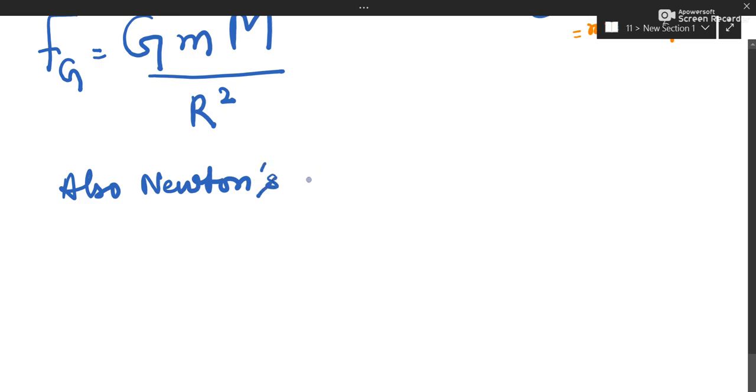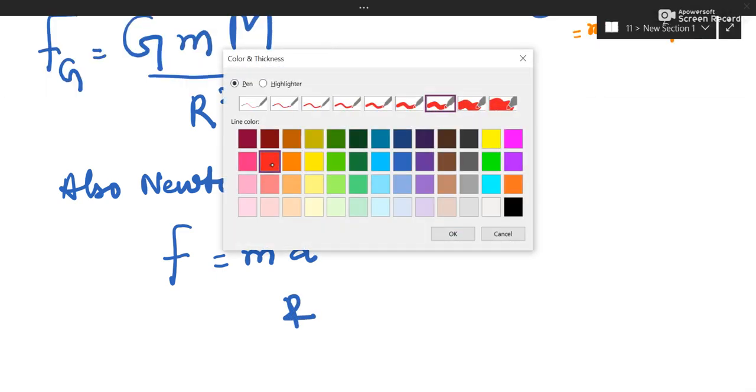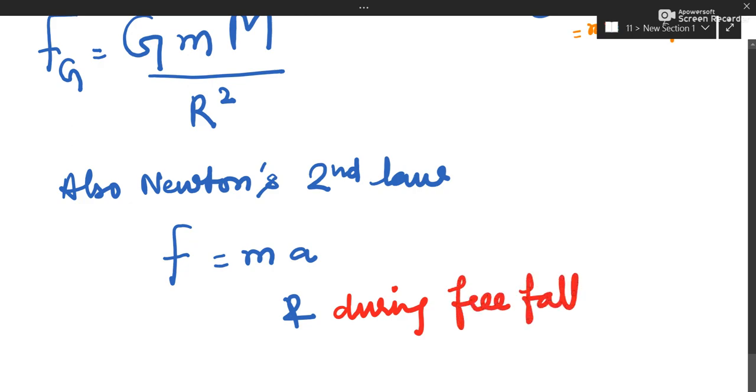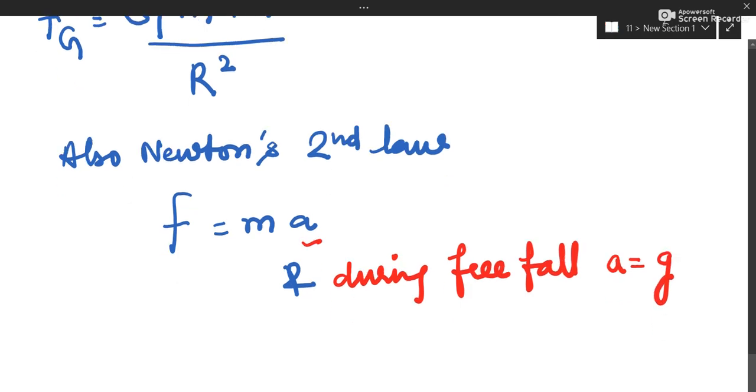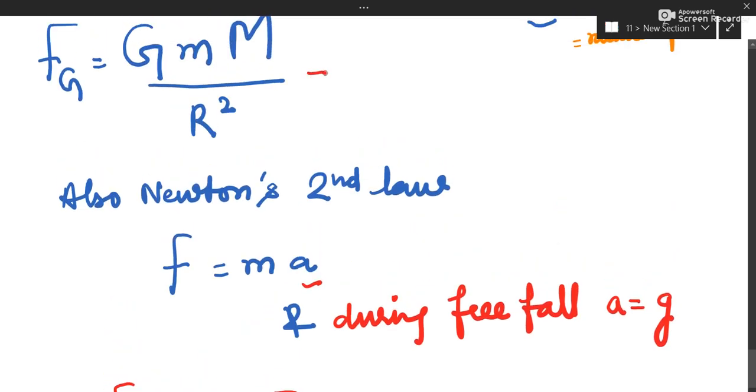Now this was written due to the gravitational law. Now we are writing due to Newton's second law of motion. We have F is equal to ma, and during free fall, what do we know? During free fall, a is equal to acceleration due to gravity. So we'll keep here g. So F is equal to mg. This is my first equation. And this gravitational force is my second equation.